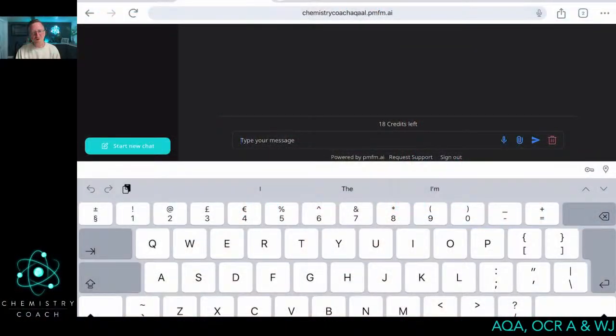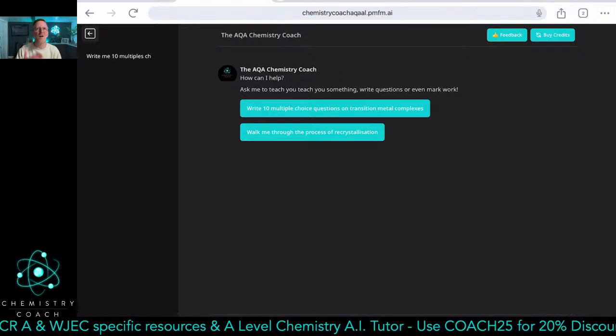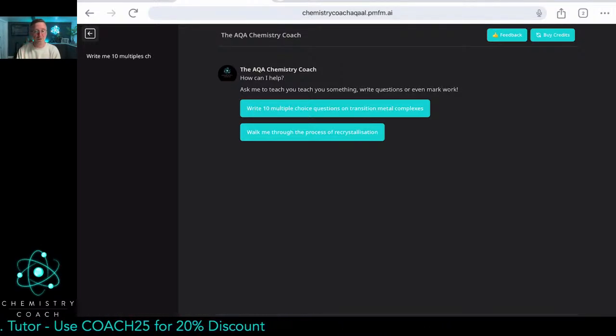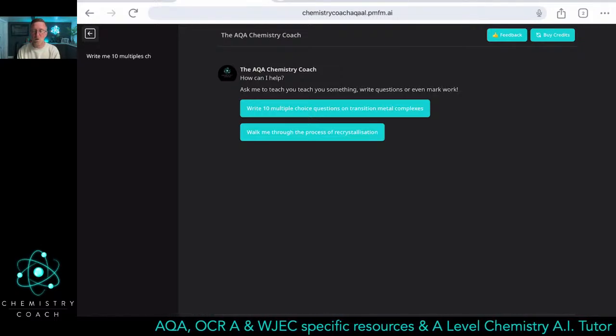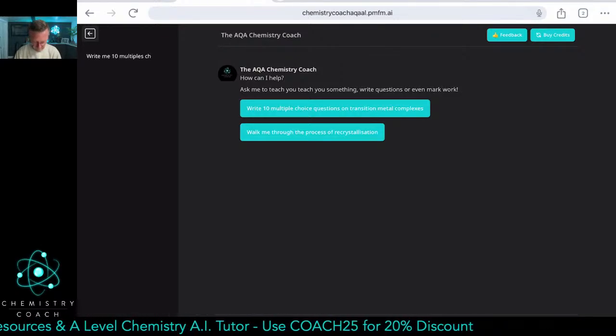And because it had updated in the background to a different Gemini, the instructions I gave it weren't doing what I wanted it to do. So just check this out. This will do anything, okay? And it's linked directly to your specification. So if you're a Chemistry Coach member, this is basically your study buddy. It will do anything. It will write questions for you. It will teach you something, okay? It will mark work for you, all based on your specification. It tells you nothing more that you need to know, okay?